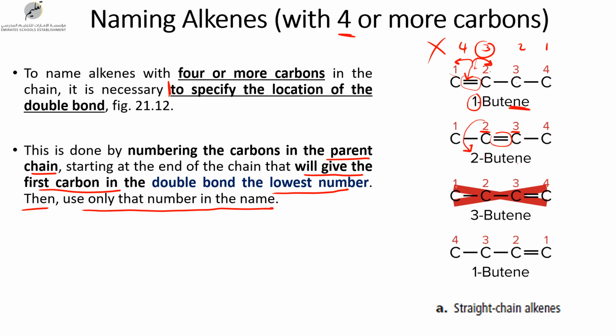Now this thing here we cannot do. If you number from the left to the right, that gives you the double bond at carbon 3, so 3-butene. This is wrong. Why? Because I can number from right to left. That gives the location 1 for the double bond. So you say 1-butene. So in alkenes, we need to show the location of the double bond. Okay? And this is what's written here.